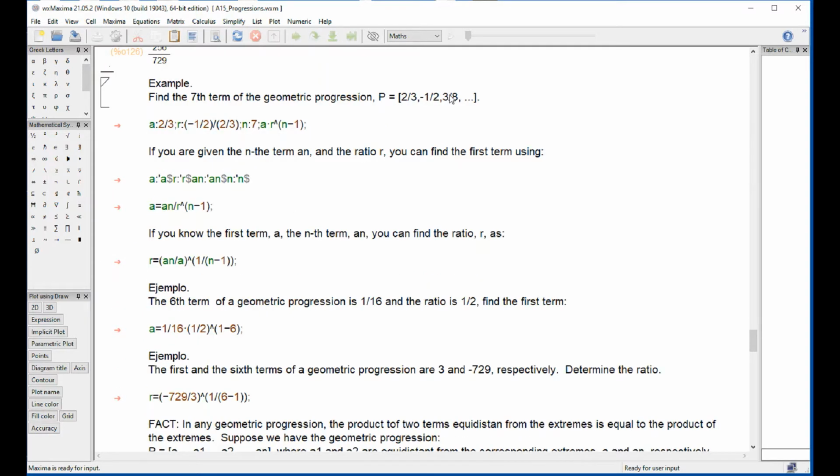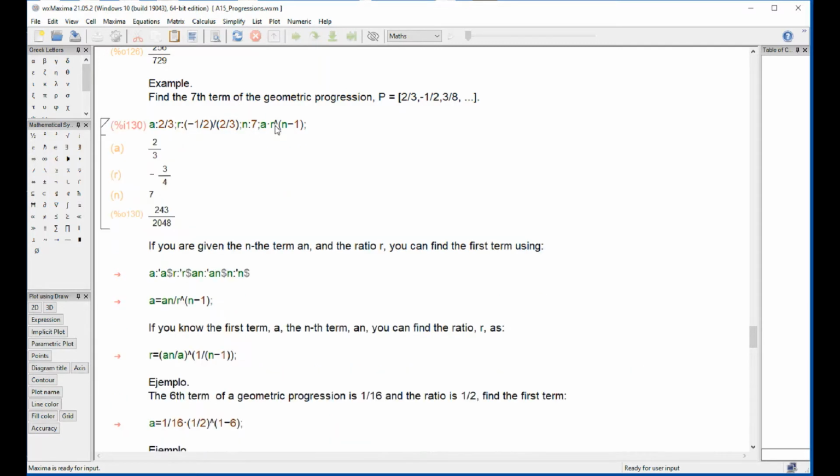The seventh term of this, well, you have to take the ratio again. And the seventh term, a times r to the n minus 1, is 243 over 2048.